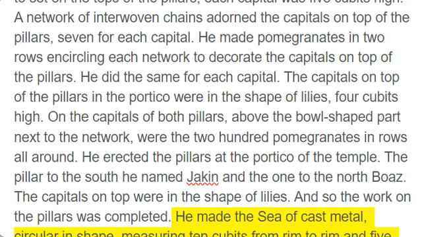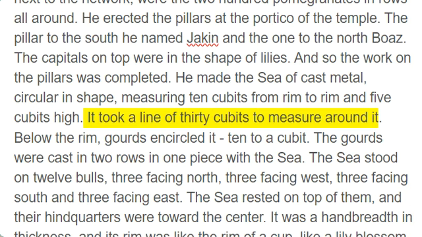He made the sea of cast metal, circular in shape, measuring 10 cubits from rim to rim and 5 cubits high. It took a line of 30 cubits to measure around it.